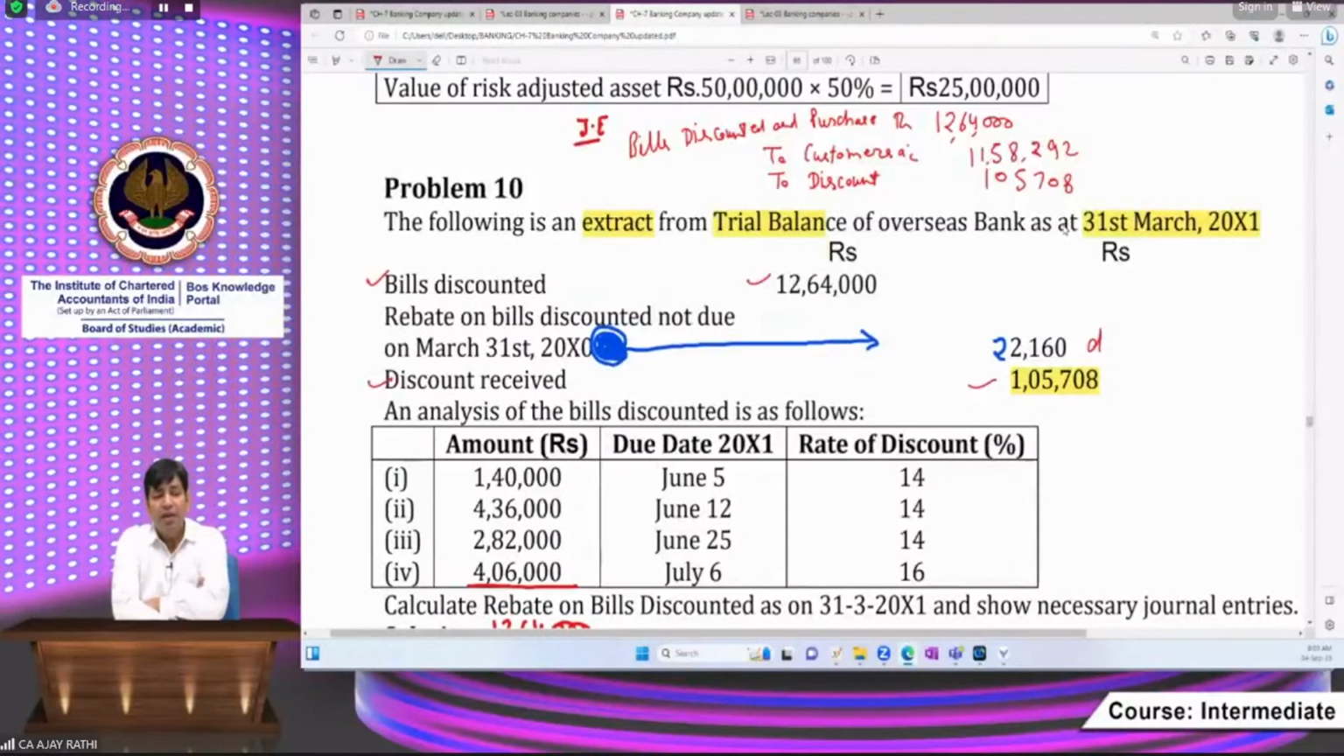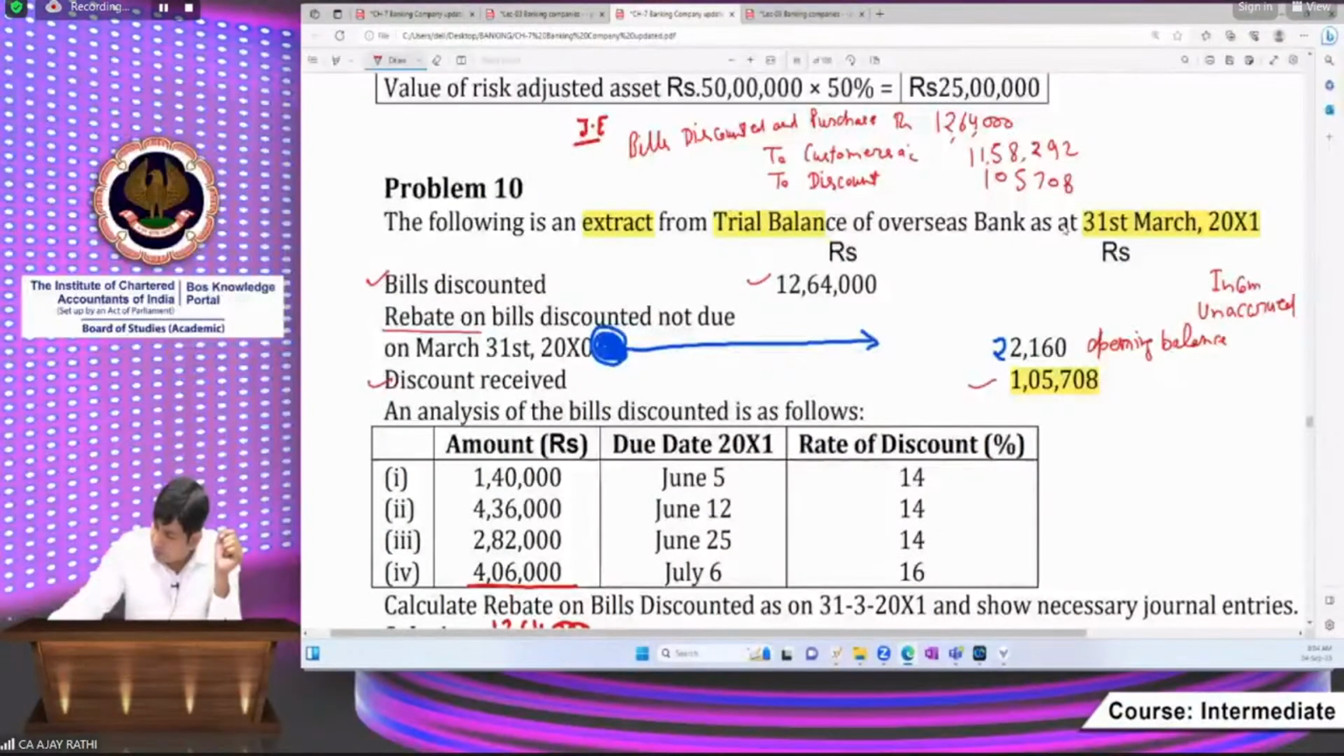Okay, beta. Harshit, Diksha, and all the rest of the students, please confirm that such an entry is clear to all of you. Beta, the question has also given us the opening balance of rebate on bill discounted. Can we say it is the opening balance of unaccrued income? It means such income was received in the earlier year, but was not credited into the earlier year. Okay, beta, income unaccrued balance.